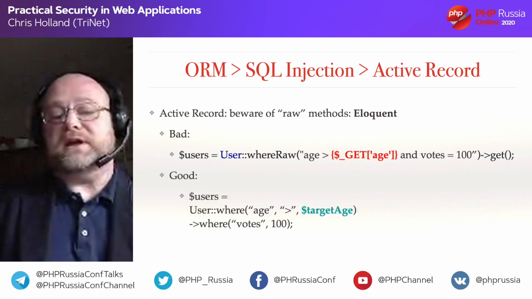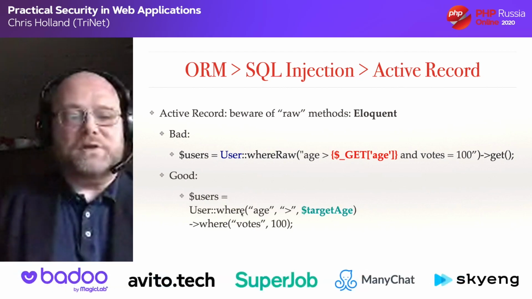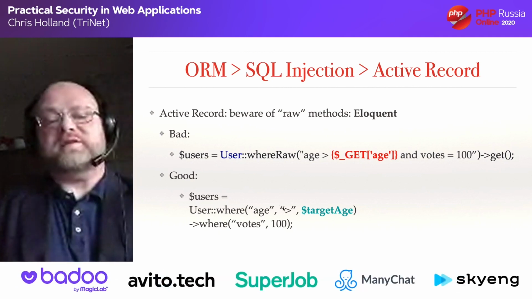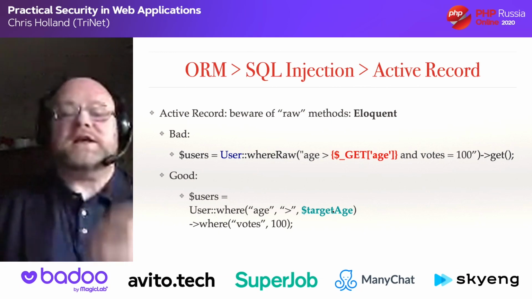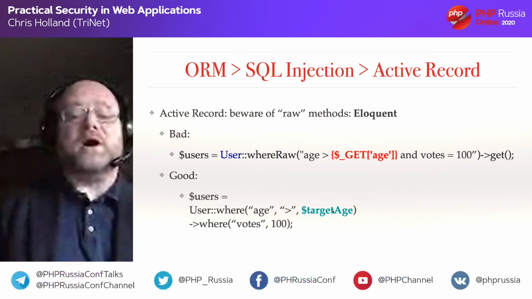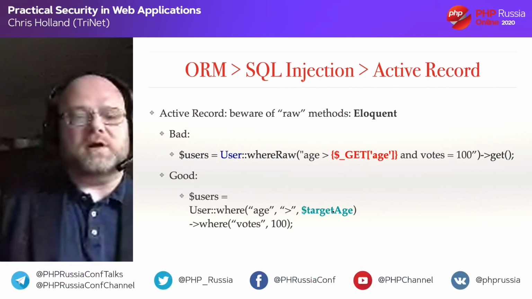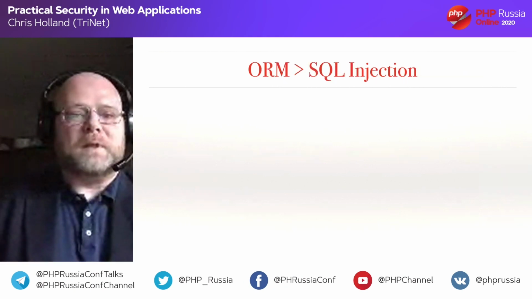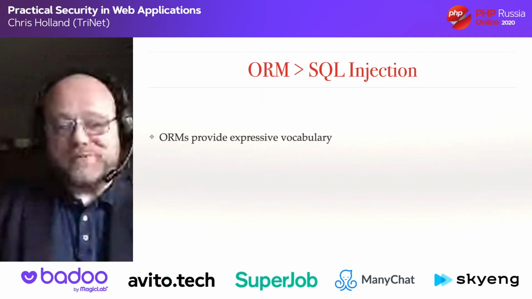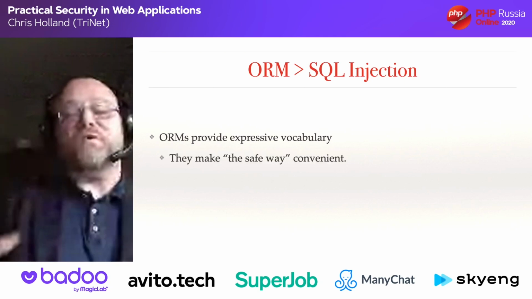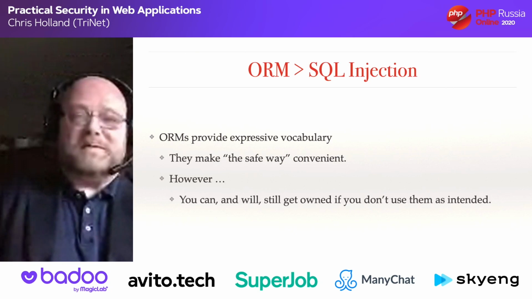You want to stick to the constructs that Eloquent gives you, right? Using the where method, and then you pass the comparison operator as a separate string in the dedicated field, and then you pass the target age as its own parameter. So from that point on, Eloquent knows exactly what to do, right? What's your argument, and then what's your SQL constructs. Okay. So yeah, like I said, ORMs give you an expressive vocabulary. They make the safe way very convenient, but it is still possible to get in trouble if you don't use them as they were intended, right?